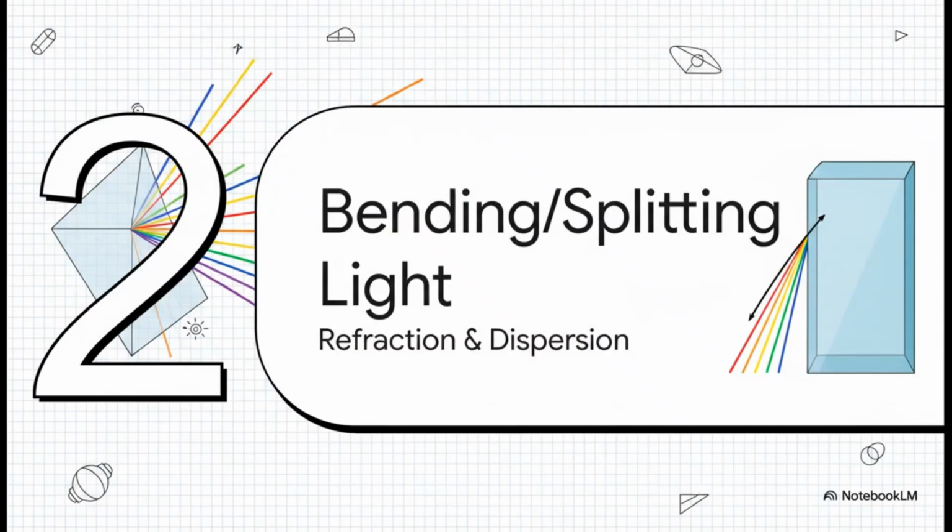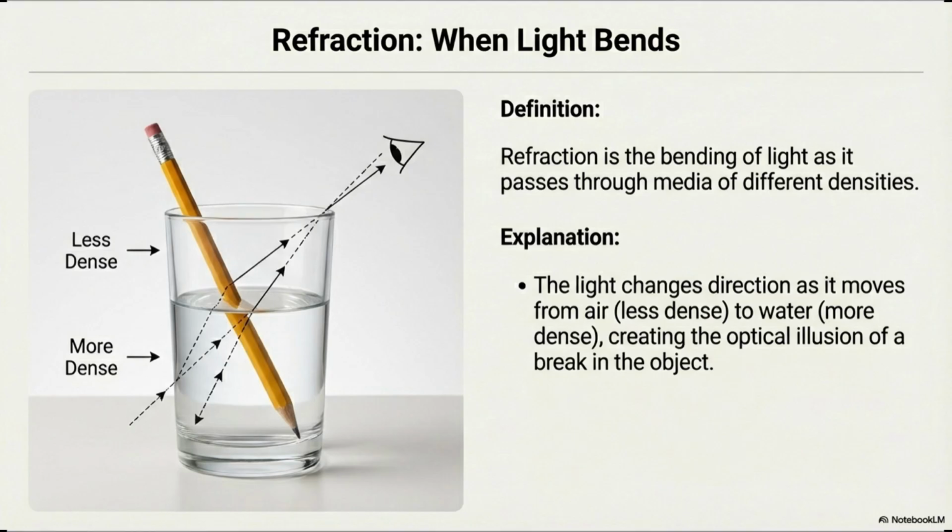All right, let's build on that. So, we've seen what happens when light gets blocked. But what happens when it actually passes from one thing into another? This is where it gets really interesting. We're about to explore refraction and dispersion, the amazing ways light can bend and split. Okay, first up is refraction. Now, this is a definition you absolutely have to remember for your exam. It's just the bending of light as it moves through materials of different densities. Simple, right? But so powerful.